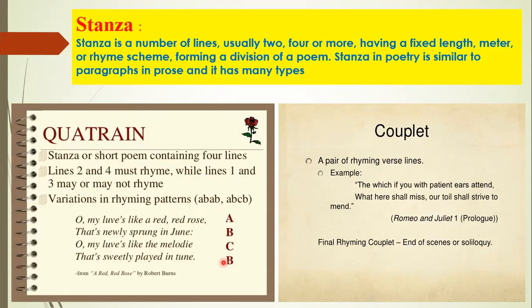And also we have here the couplet. The couplet, المقطع الثنائي, a pair of rhyming verse lines. مقطع شعري مكون من بيتين لهما نفس القافية. So here, for example, if you with patient ears attend, what here I shall miss or toil shall strive to mend. So you see here, tend, mend. They have the same rhyme.